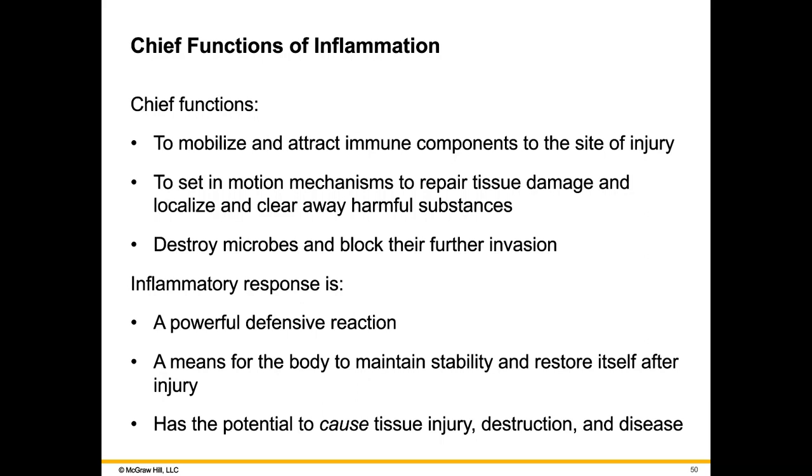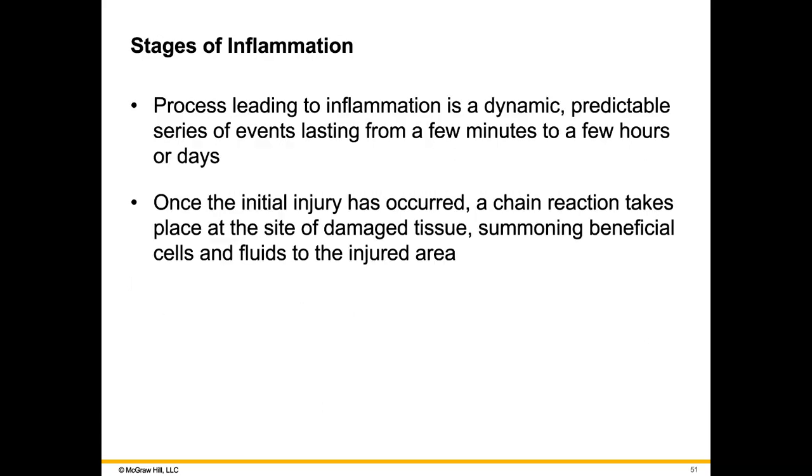So it's got some pros and cons. As long as it's maintained and under control, it's actually a good thing. It's when it gets out of control that it can lead to negative impacts. What are the stages of inflammation? The stages of inflammation are a process that is dynamic and predictable, a series of events or a cascade of events that can last for variable amounts of time.